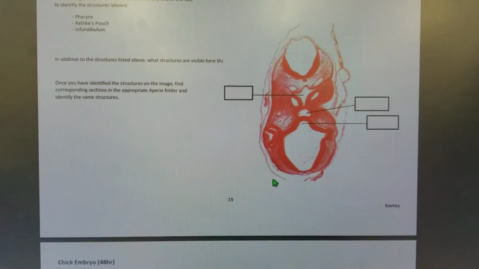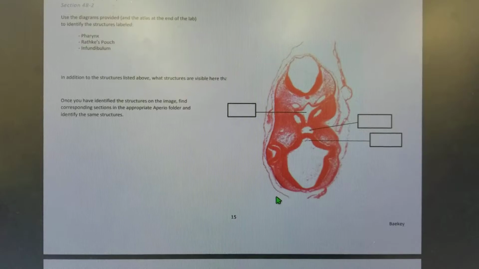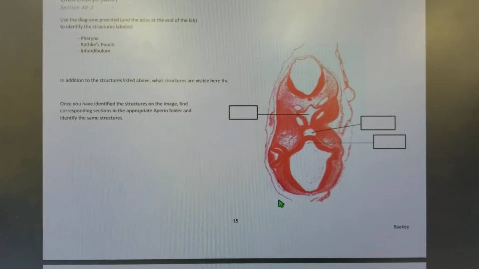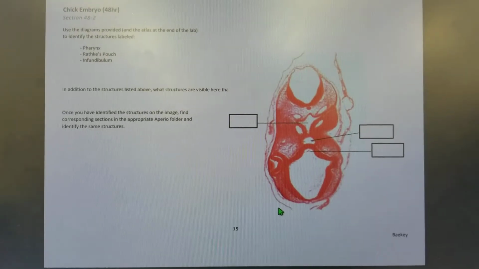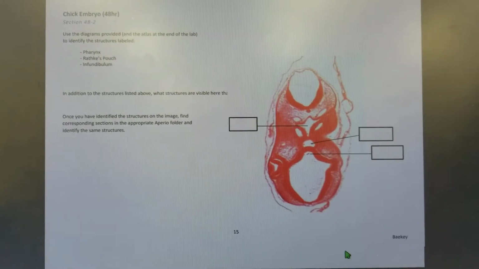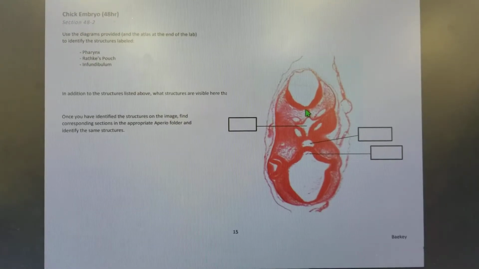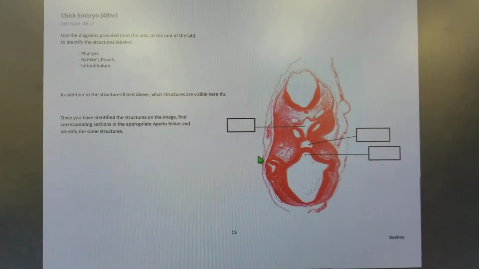Or caudally through the embryo, okay? So now we have the next portion of the embryo, the next section in the embryo, moving towards the tail of the embryo. Again, here we have the developing eye, right?